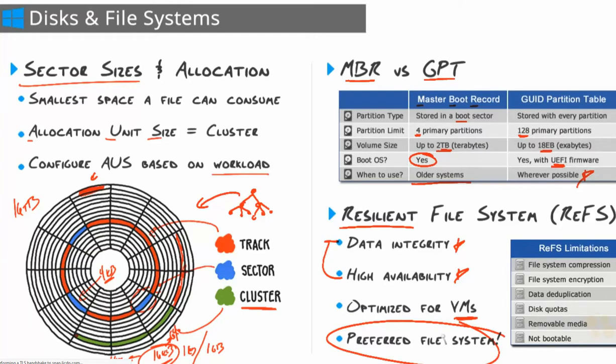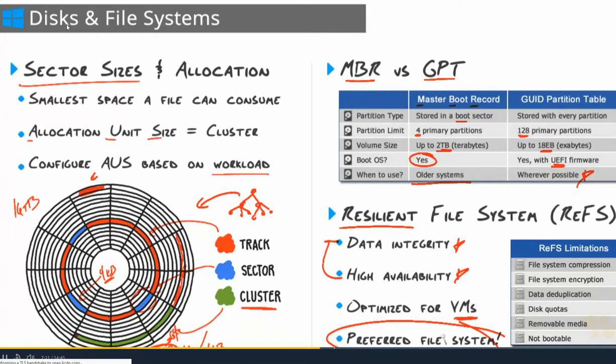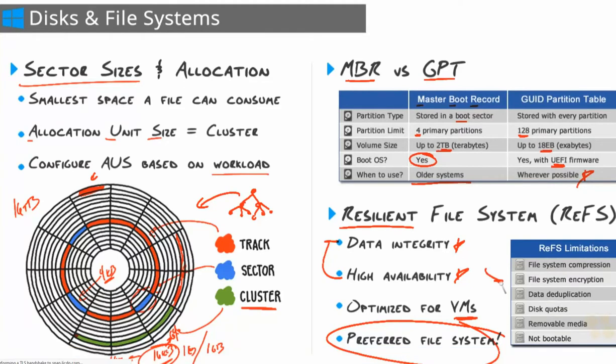But the only time you wouldn't use ReFS is if you can't. There are some limitations. So it does not support some NTFS features like file system compression, file level encryption, although you can still use BitLocker for volume level encryption, data deduplication, disk quotas. It's not supported on removable media, and no, you cannot boot from a ReFS formatted volume. You will need NTFS for that.